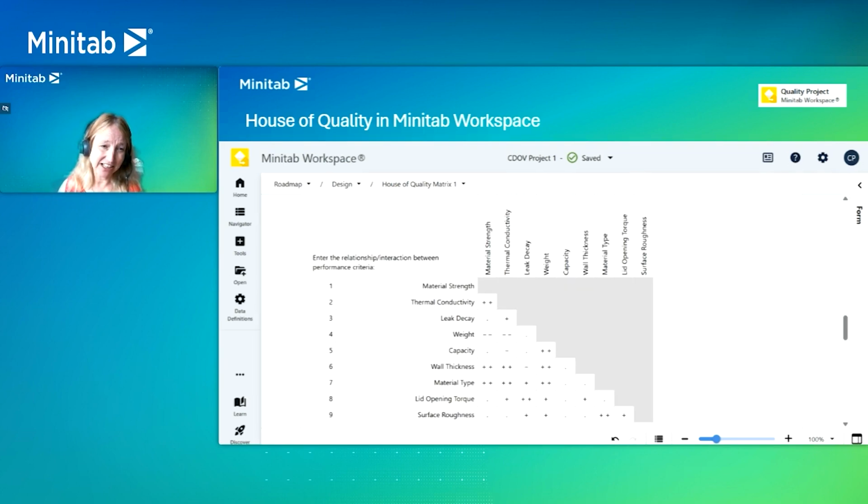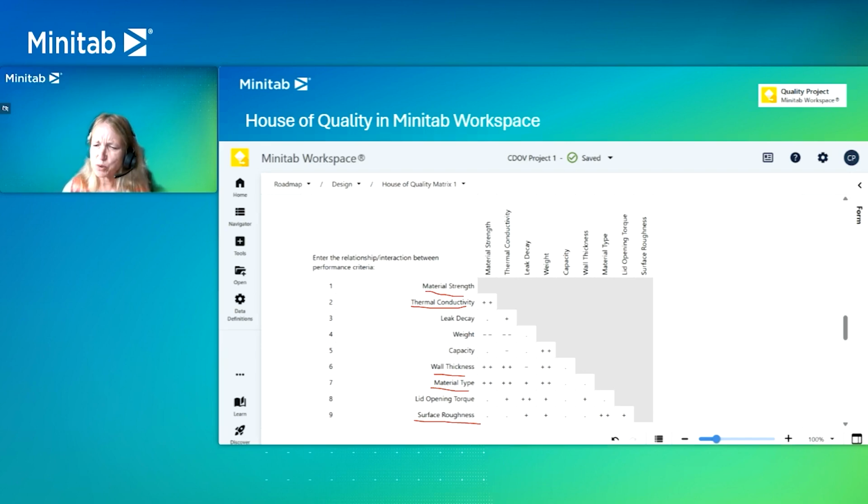So we've identified these specific criteria we're going to look at, and material strength, for example, is very related to thermal conductivity. It's also very related to wall thickness and material type. It's a little less related to things like the roughness of the surface. So we're just looking at how these interact so we can think about, if we improve one, is it going to make the other worse? And which of these things interact with each other?